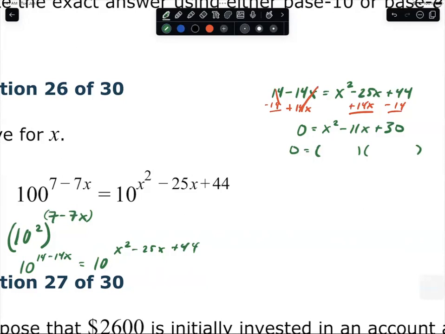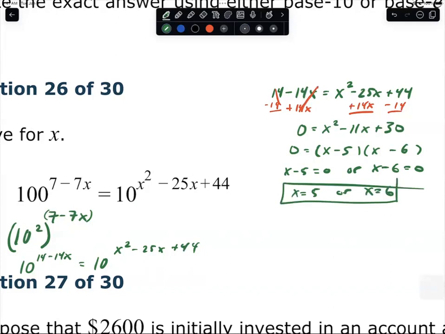Okay, so what two numbers multiply to positive 30 and add up to negative 11? Yeah, -5 and -6. Very good. And so we can set each of the factors equal to 0. Add 5 to both sides. Add 6 to both sides. And those are our two solutions.